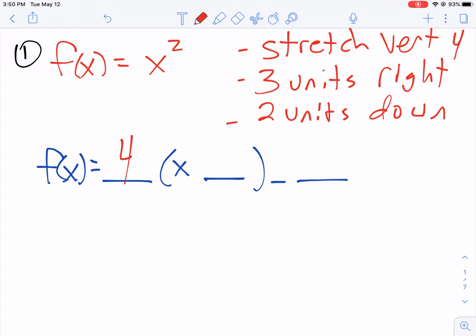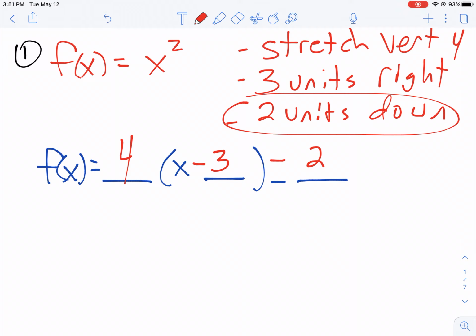Now, when it goes 3 units to the right, remember we don't add 3. This is going to be a minus 3. And then 2 units down means minus 2. And that's it. So the 2 units down, this one goes right here. The 3 units to the right is going to be a minus 3, because remember it goes 3 to the right if you minus 3. And then stretching it 4 vertically, the 4 goes there. There will be a question just like this on the quiz.